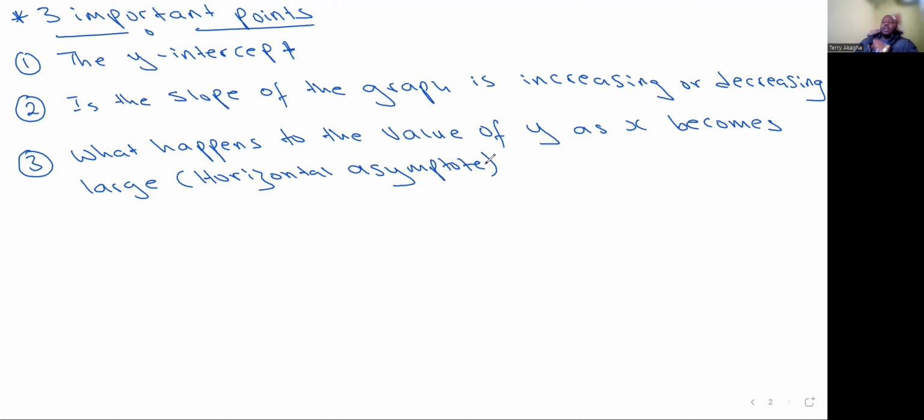So now, in a rational function, I explained how to find the horizontal asymptote, the vertical asymptote, and the slant asymptote. But now we are talking about an exponential function. I'm going to explain to you how to find the horizontal asymptote here. I'm also going to explain how to find the slope of a graph to see if it's increasing or decreasing.